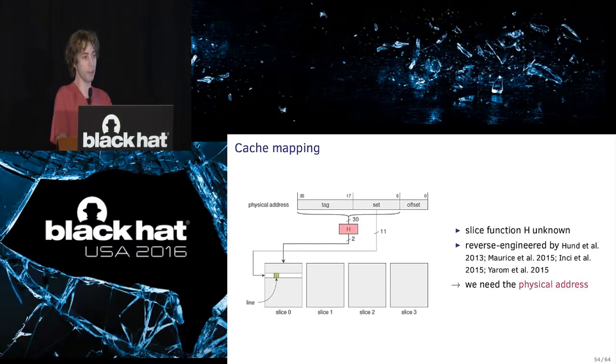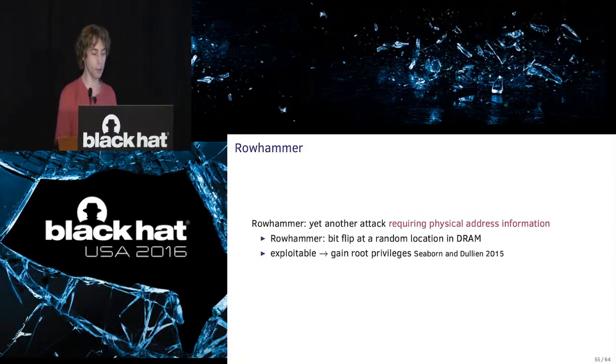And this function has been reverse engineered, so we can use the function if we have the physical address, but usually we wouldn't have the physical address in the first place. Another attack that can benefit from knowing the physical address is rowhammer. So if you know the physical addresses for a rowhammer attack, you can actually craft a much more efficient attack.